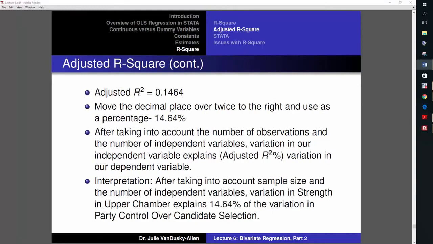To interpret this value, we move the decimal place over twice to the right and use it as a percentage. So in this case, we would have 14.64%. We say, after taking into account the number of observations and the number of independent variables, variation in our independent variable explains adjusted r-squared percentage variation in our dependent variable. So applying this to our example, we would say, after taking into account the number of observations and the number of independent variables, variation in strength in upper chamber explains 14.64% of the variation in party control over candidate selection.